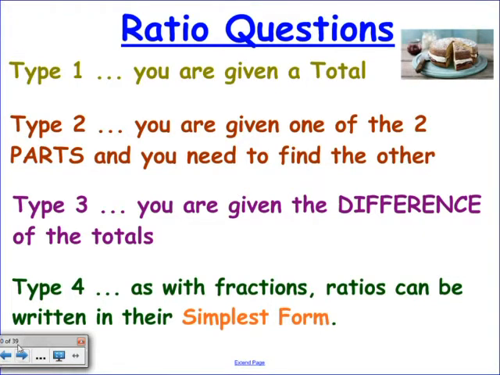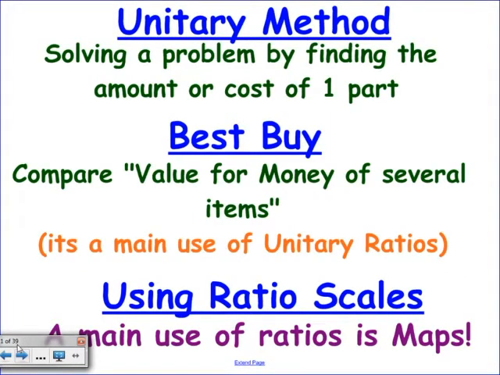Okay, so that's ratios. One of the most important things we use ratios for is something called Unitary Method. Unitary Method converts one of the 2 values in your ratio to the number 1, so you can see what you're getting per pound or per kilogram. It's used for value for money. So if they're comparing the cost of 2 things, that's how you would work it out.